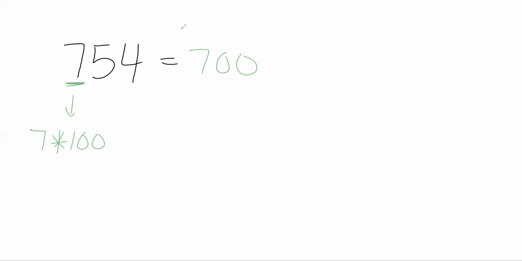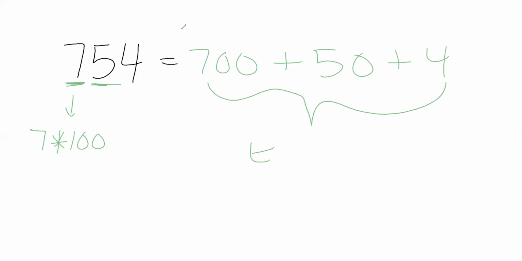It's really cool. So I have 700. And then in here, this is 5 groups of 10. So that's 50. And then 4 ones. So this is my expanded form. This is how we write numbers in expanded form. We just draw out the value of each one.